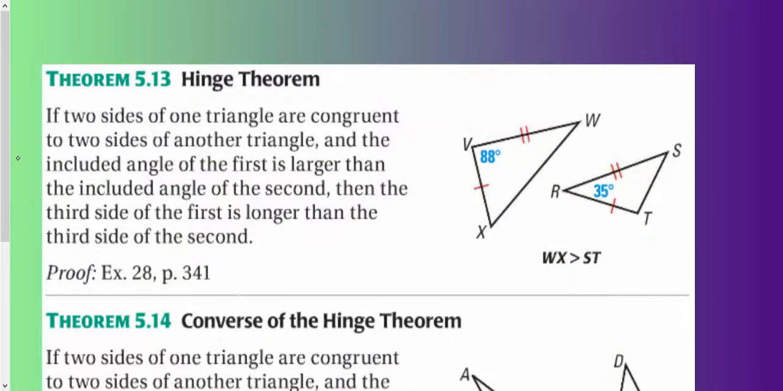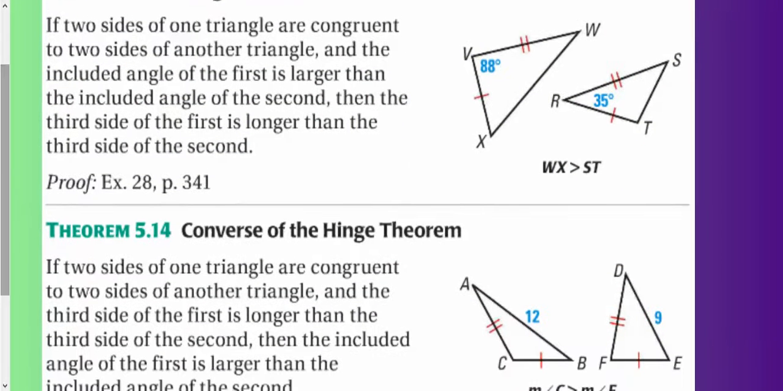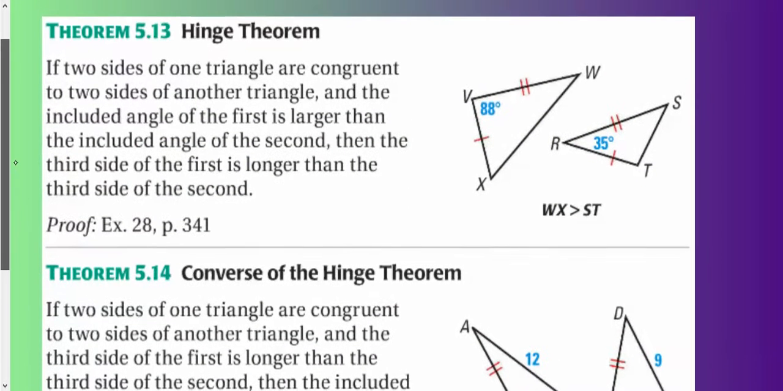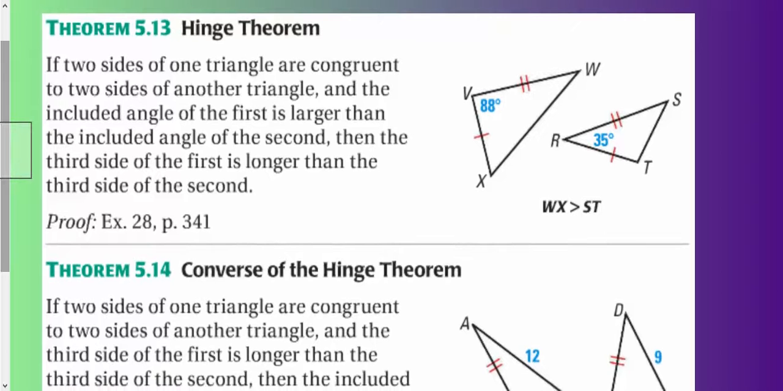So here's our hinge theorem and the converse of the hinge theorem. The hinge theorem is actually really difficult to prove. We're not actually going to prove that in this course. It's just really challenging. So if two sides of one triangle are congruent to two sides of another triangle, and the included angle of the first is larger than the included angle of the second, then the third side of the first is longer than the third side of the second.